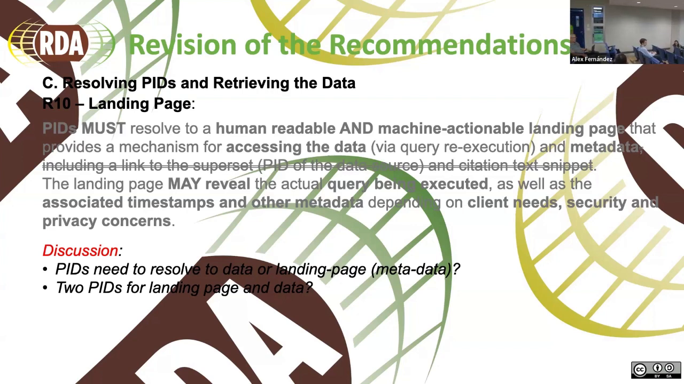Okay. So then this would mean that we would need to rephrase that recommendation slightly to be more generic, or to at least allow both options. Because here with must, we are very, very strict. It must resolve to a landing page. But basically, it should be up to the data center to decide whether it resolves to the landing page or to the direct data.